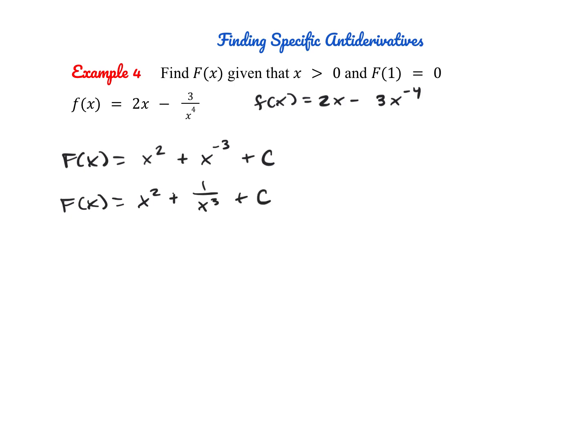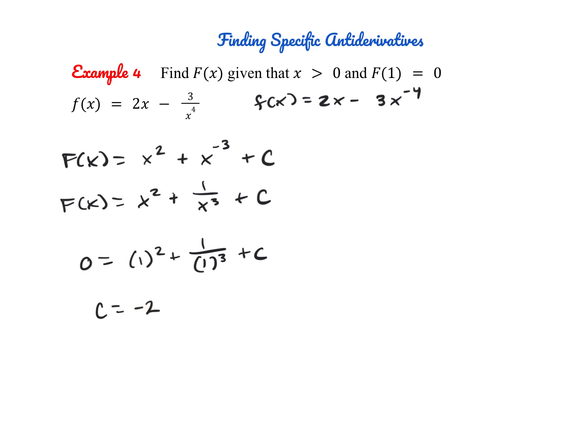But here they're giving us more information about that antiderivative. They're telling us that f of 1 equals 0. So that means that I can actually substitute that point to help us solve for c. So I'm going to replace this with 0 and x with 1. And then we end up with c equals negative 2. So that would be our constant of integration.